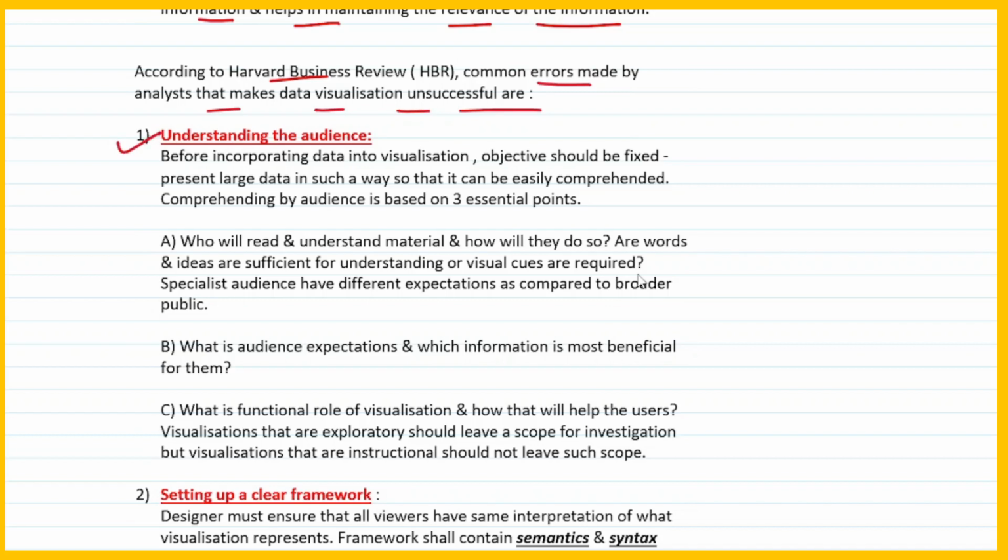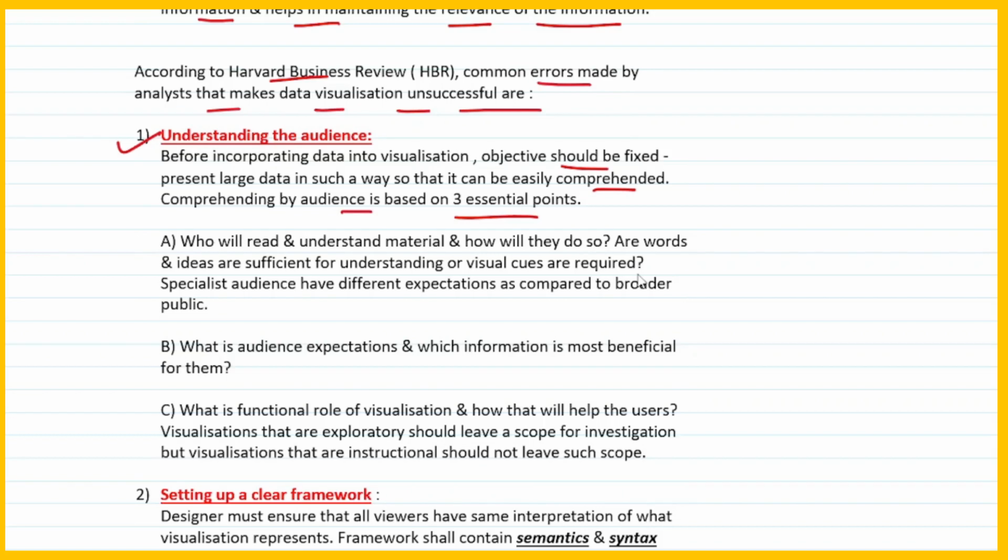Now, before incorporating data into visualization, the objective should be fixed. You know what exactly you're working for. So that is basically understanding the audience. Now present large data in such a way so that it can be easily comprehended. So it should not be very complicated in nature. Whatever you're going to present, that should be easily understandable by the audience. Now comprehending by audience is based on three essential points.